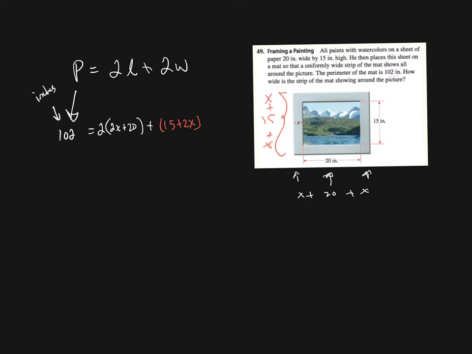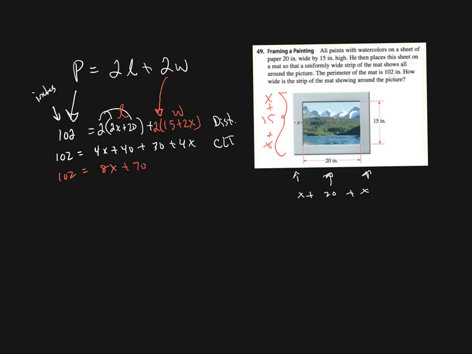And so now what? Now we just got some basic algebra 1. So 102 is equal to, right? Distribute the 2. I got 4x plus 40 plus, and I almost forgot to put my 2 right here. That's 2 times the width and 2 times the length. So that's going to be 30 plus 4x. And now I'm going to combine like terms. So first I distributed. Now I'm going to combine like terms. And I'm going to get 102 equals 8x plus 70.